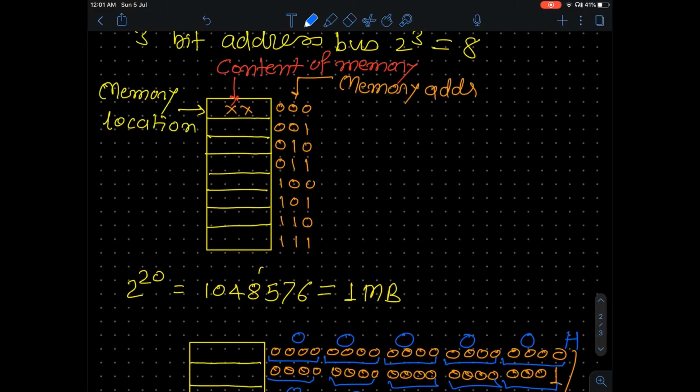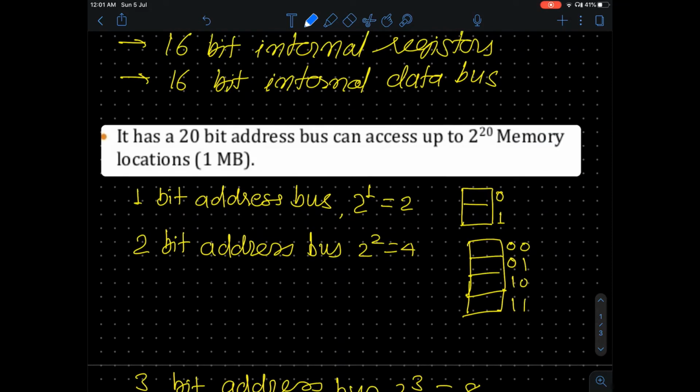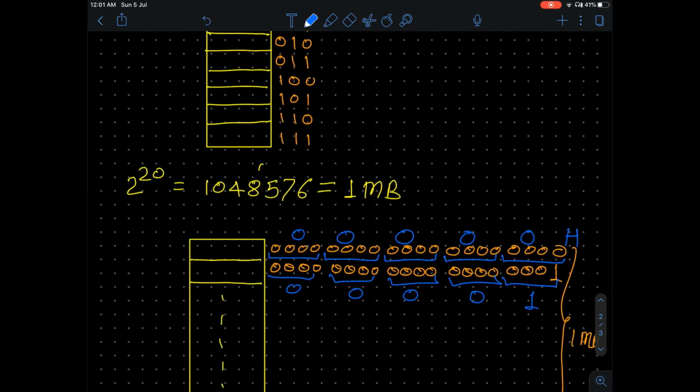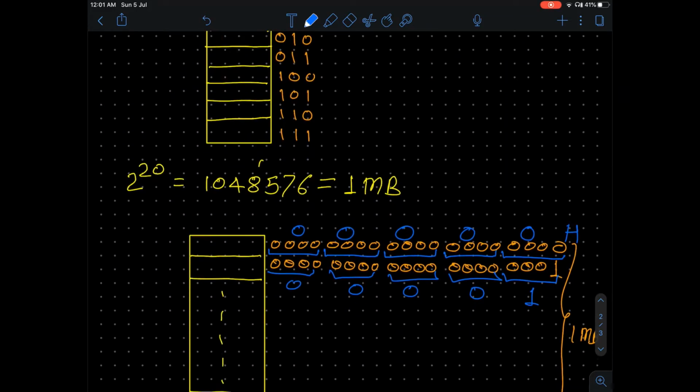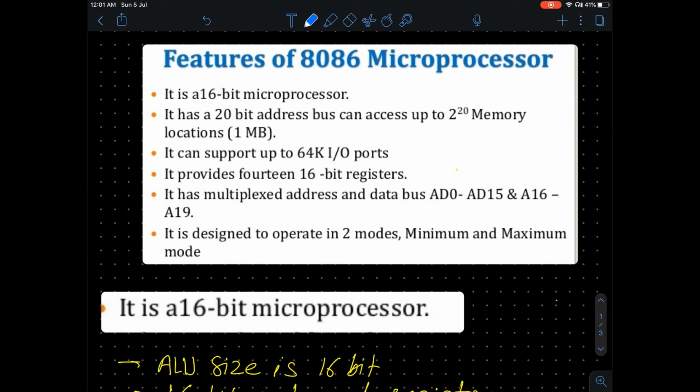So this is the meaning of the second point. It has a 20-bit address bus, thus can access up to 2 raised to the power 20 memory locations, that is 1048576 memory locations. Now next feature is there.